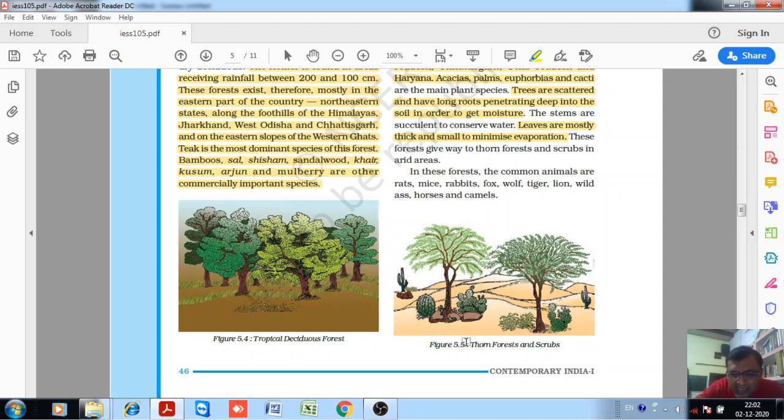So you can see figure number 5.5. This is the scene of a thorn forest, and you can see figure number 5.4, that is tropical deciduous forests. By observing these two images, you can distinguish between these two, that the amount of moisture is decreasing from 5.4 to 5.5.